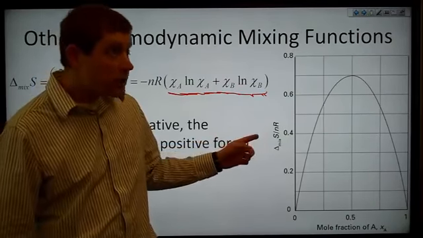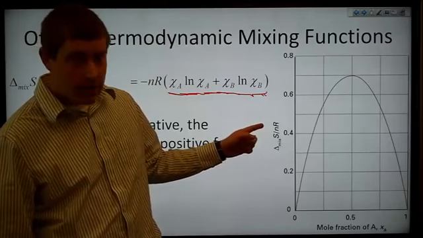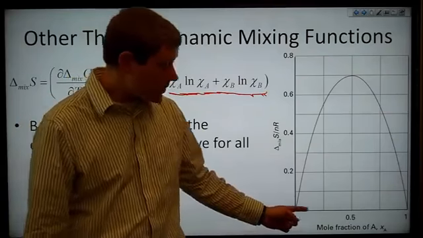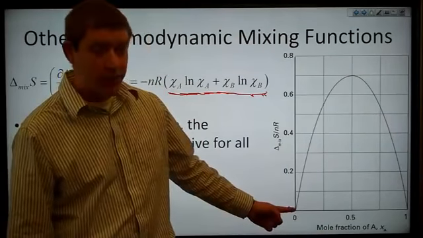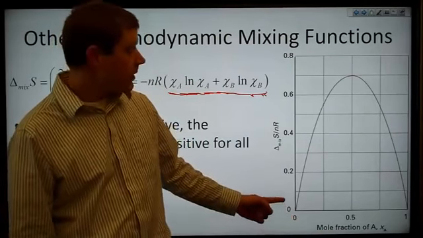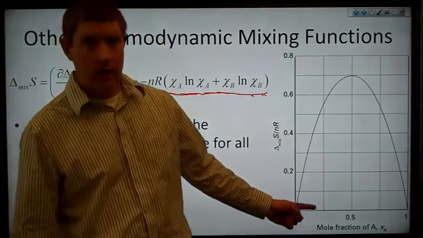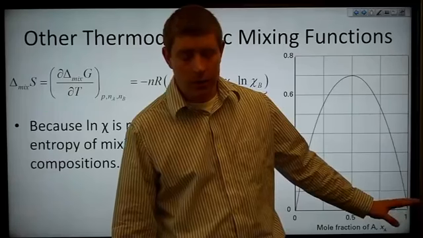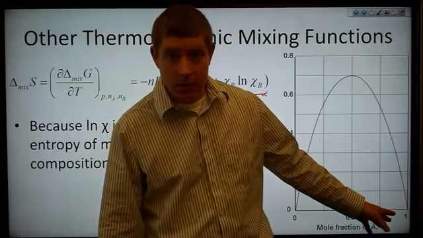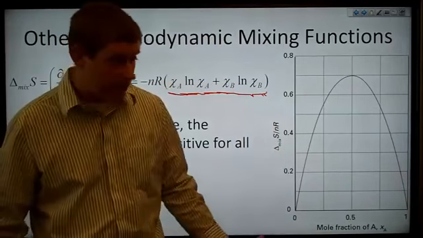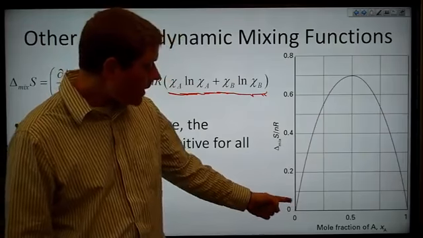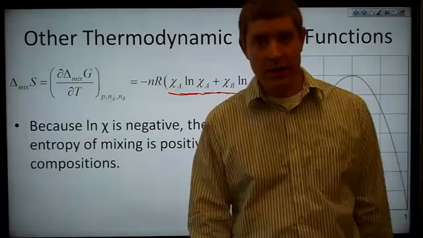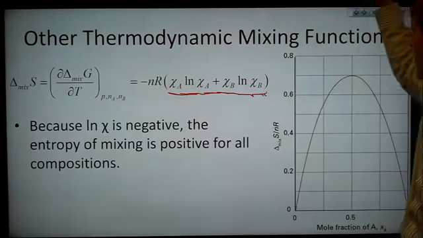the entropy of mixing divided by N times R here as a function of mole fraction of A, starting at 0 going to 1. So again, at a mole fraction of A of 1, the entropy of mixing is 0, because again, we're not mixing anything. So it's got to be 0. And again, anywhere in between, it's a positive value. So it's always spontaneous to mix two ideal gases.